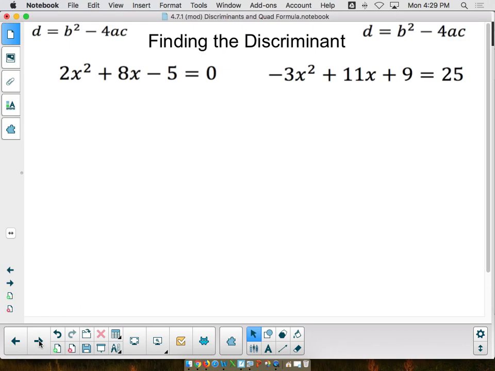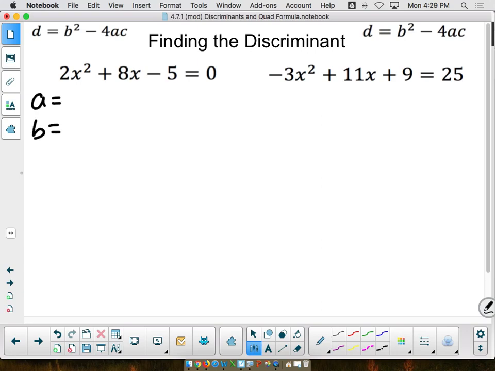Here's how I like to set up finding the discriminant. We talked yesterday that the equation has to be equal to 0. This first example at least is equal to 0. So what I like to do, on the side, is write down my a, b, and c values. A comes from the x squared, so a is 2, b is 8, and c is -5.